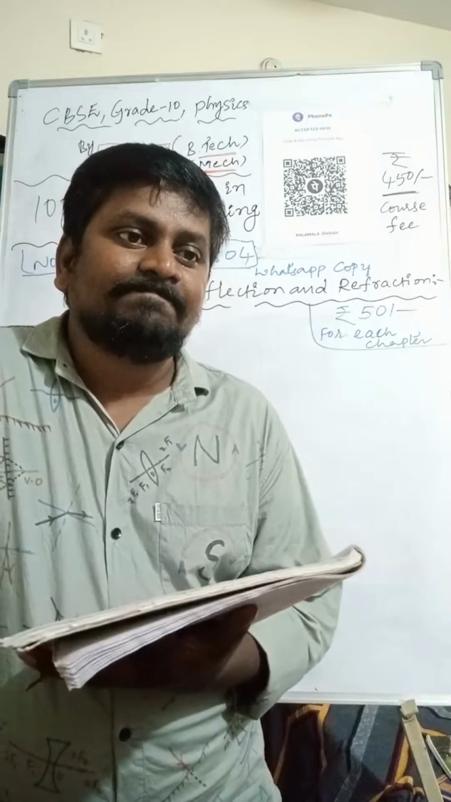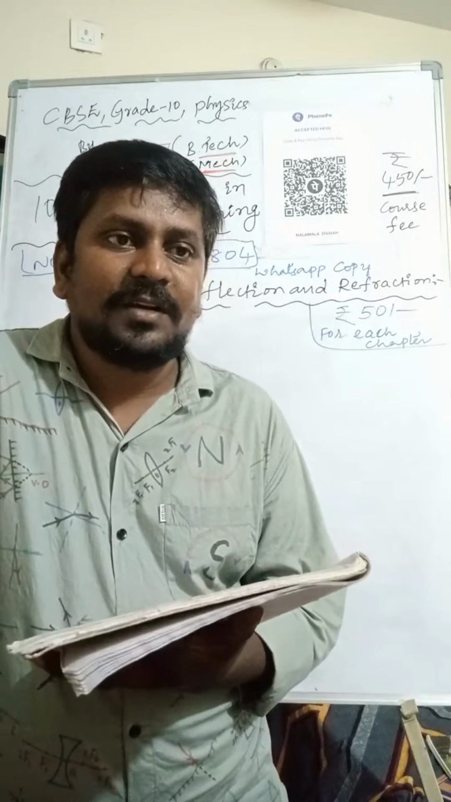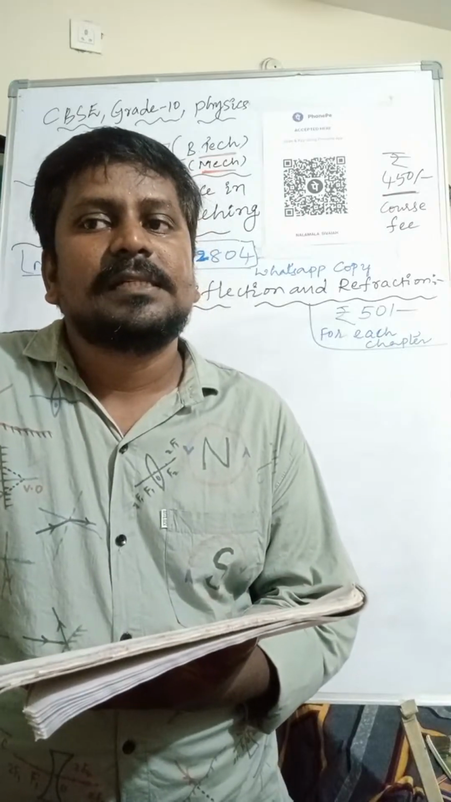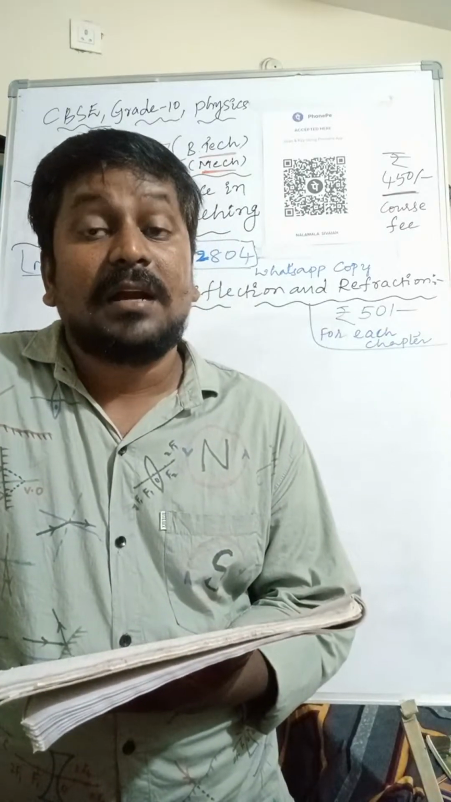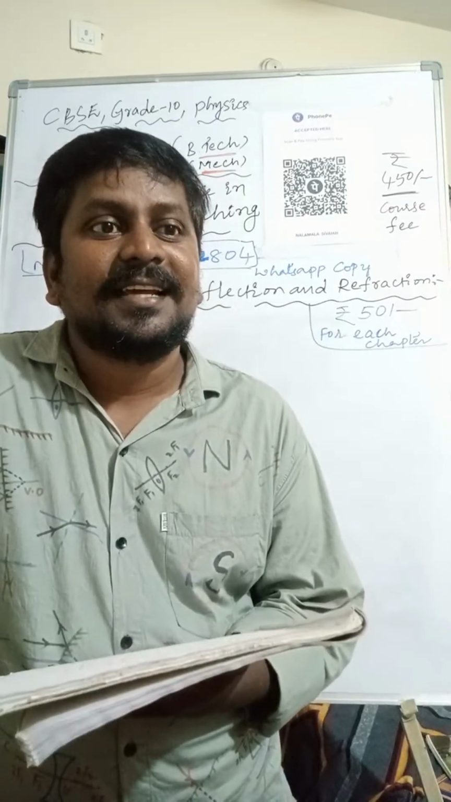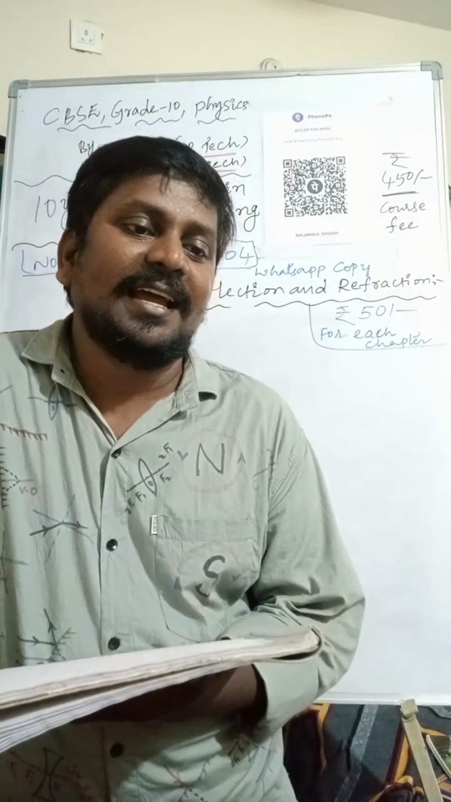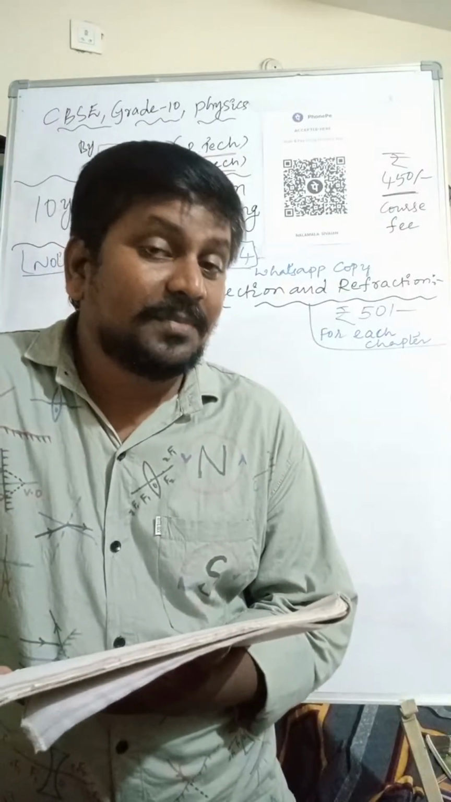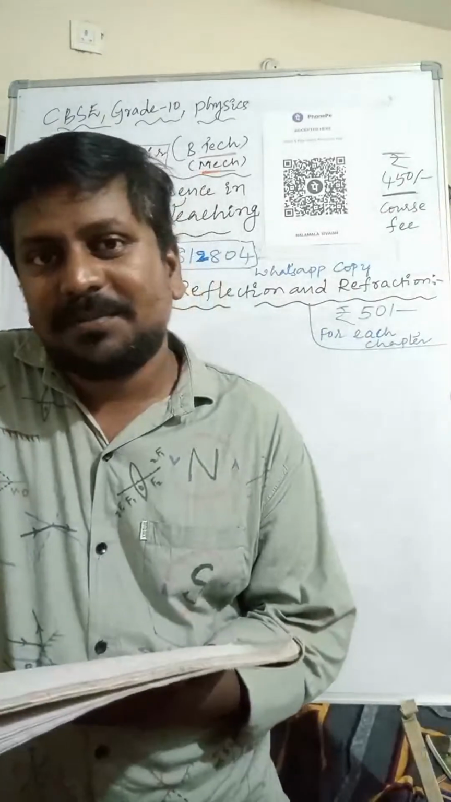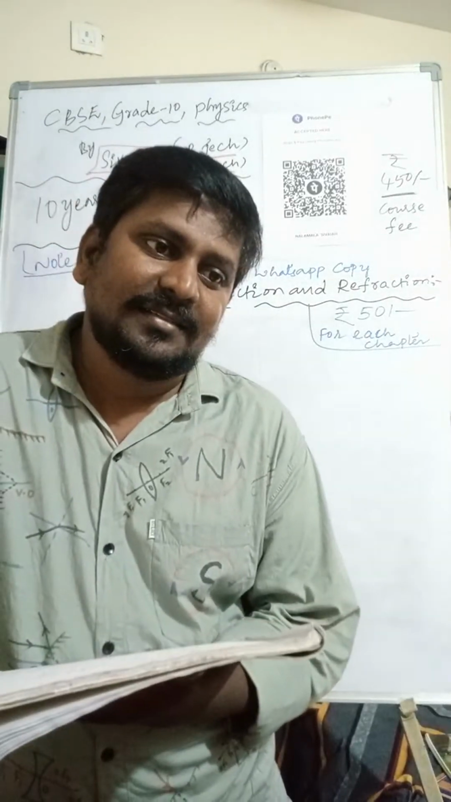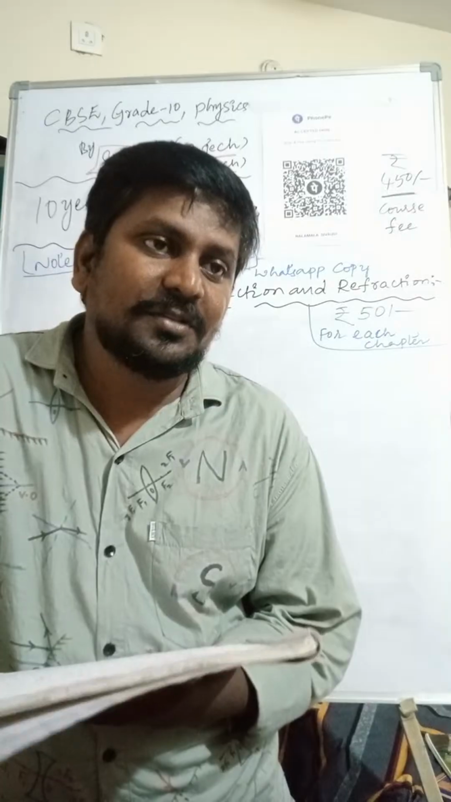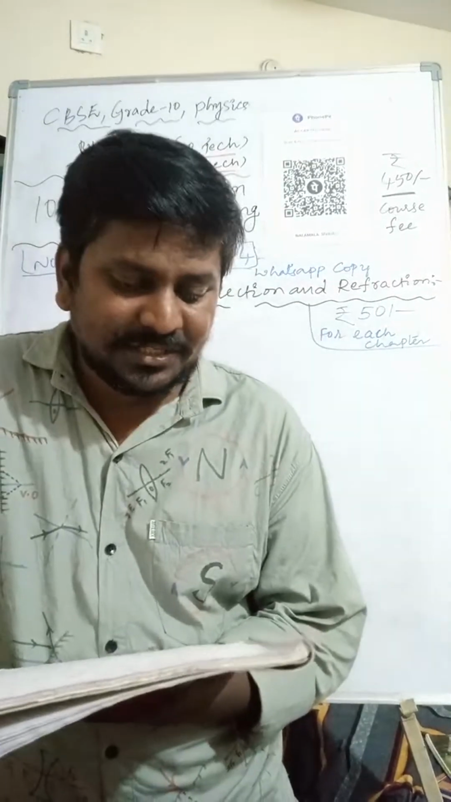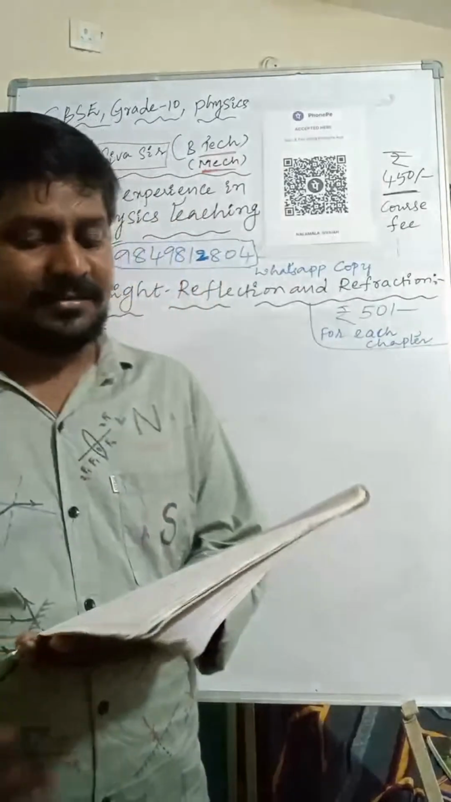Anyone? Height of the object equal to height of the image. Correct? And also shows lateral inversion. Lateral inversion means, I already said, the phenomenon of converting: the right side of the object appears to be the left side of the image, and the left side of the object appears to be the right side of the image. Okay, that is lateral inversion.